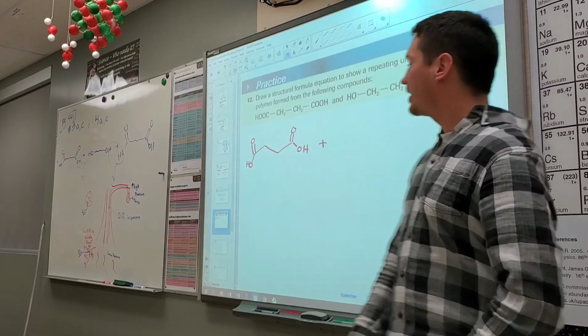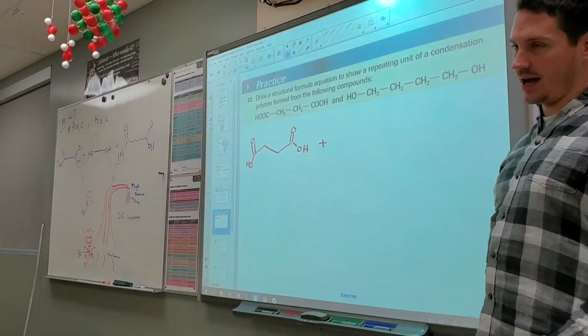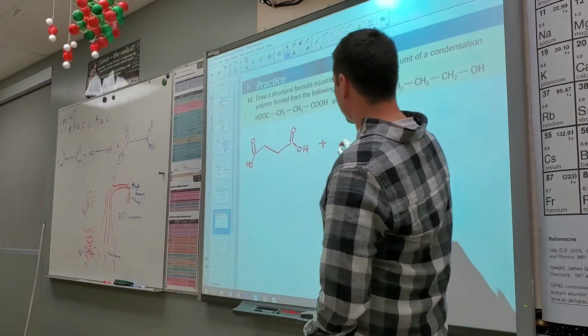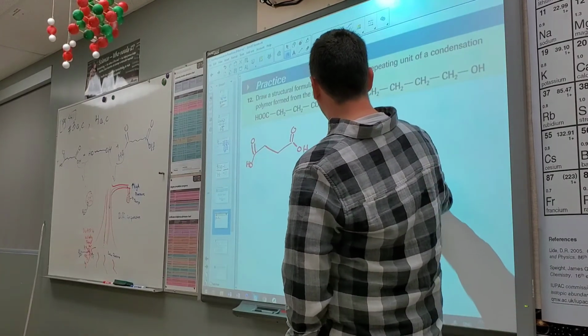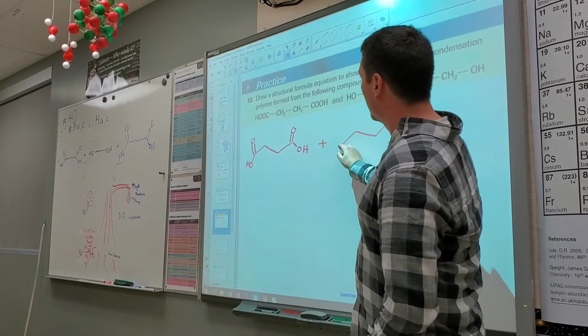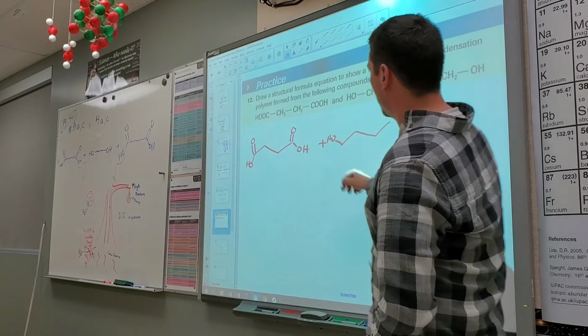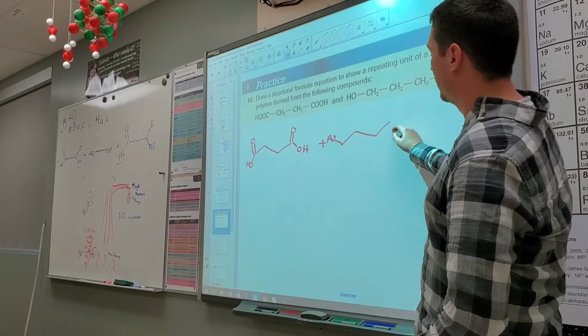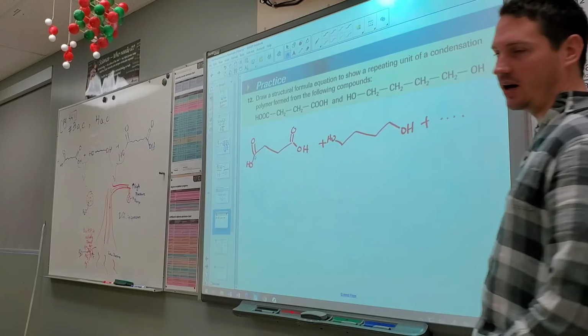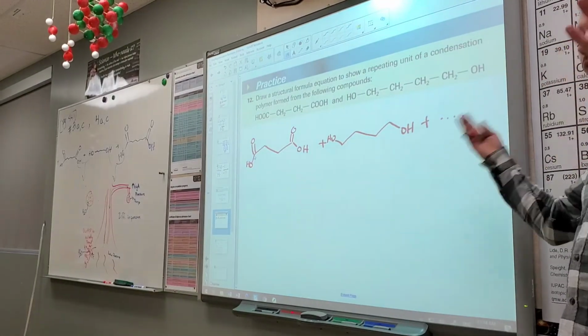And what is it reacting with? How many carbons in this diol? 4. 1, 2, 3, 4. And what's attached to this carbon? The hydroxyl group. And what's attached to this carbon? The hydroxyl group, plus dot dot dot. You just have to show me one. Okay?